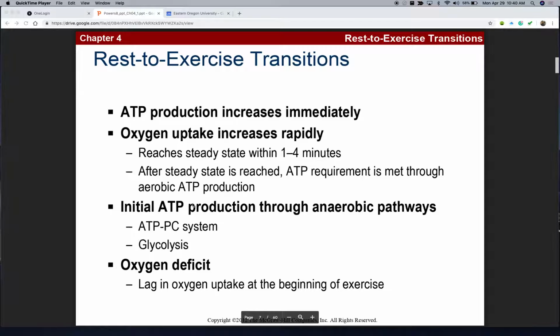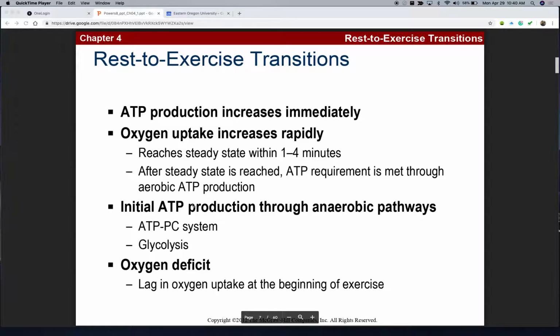Yes? Of the two anaerobic, the PC one goes first, right? Well, the phosphocreatine system is always kind of going as well. But if I were to just immediately start running right now, those initial muscle contractions would be met through the phosphocreatine system. Yeah.